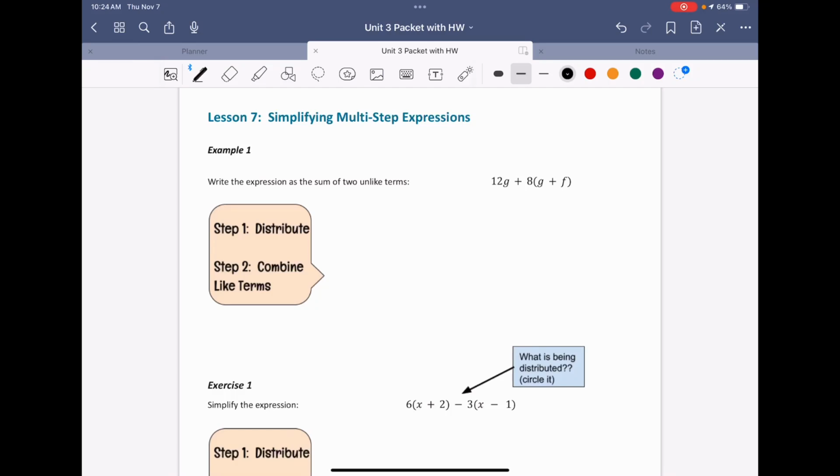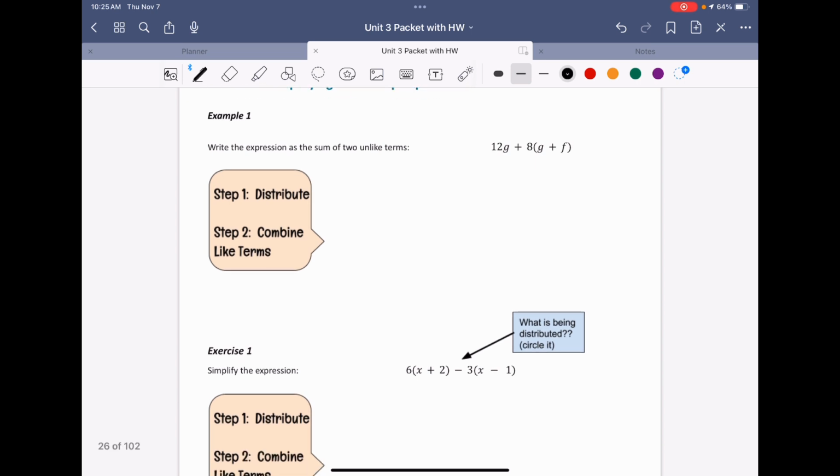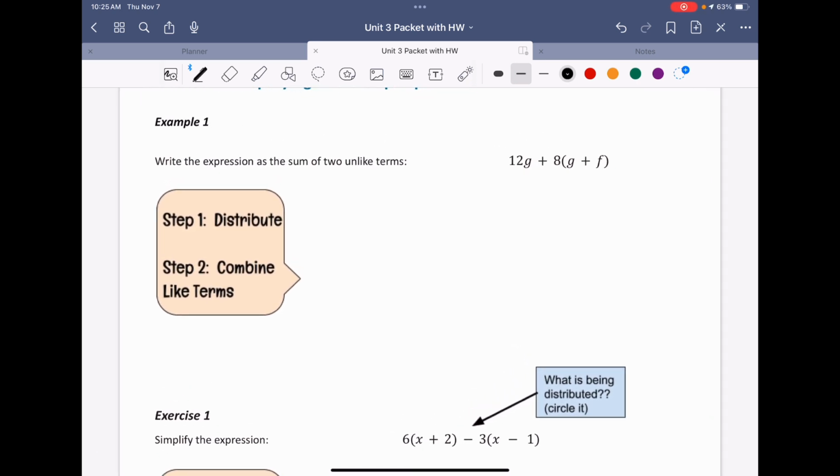Right, we're on lesson 7, which is simplifying multi-step expressions. So the first thing we're going to go through is what our steps need to look like. The first example says write the expression as a sum of two unlike terms. So we're just going to simplify this as much as we can.